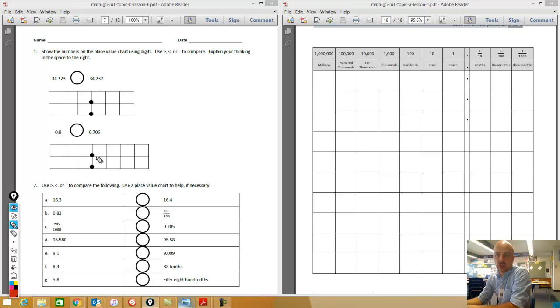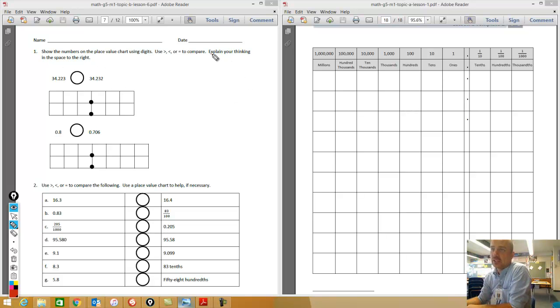Looking at it, they've already given you a couple little place value charts here, so you can use these ones. On these ones down here, we'll jump over to here. So show the numbers on the place value chart using digits, okay? Use greater than, less than, or equal to compare. Explain your thinking in the space to the right.